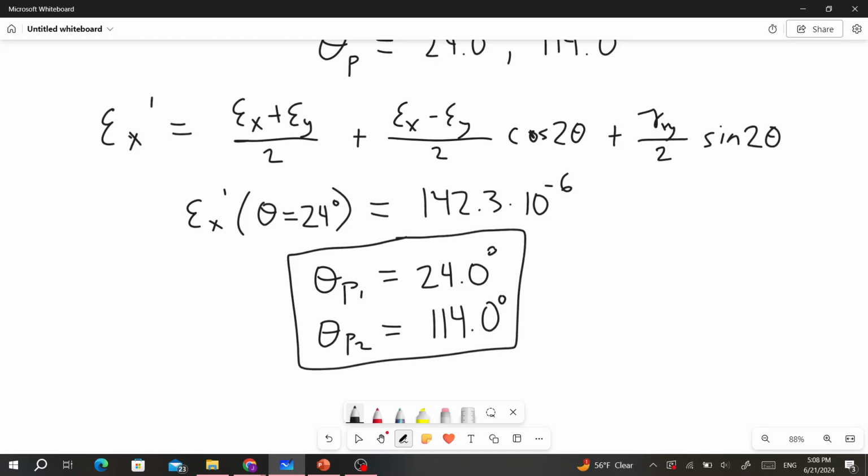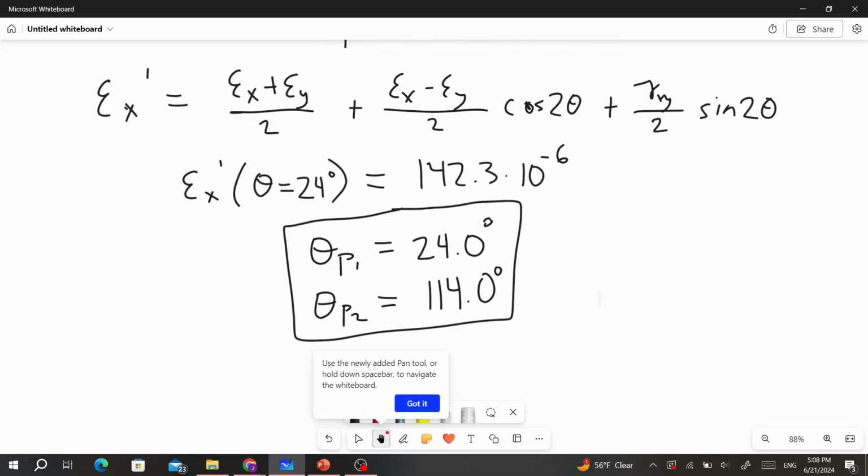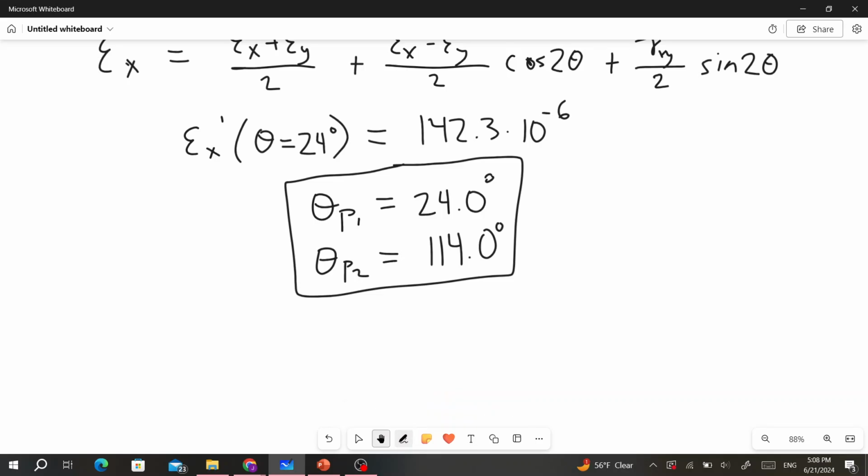So now we'll look into the second half of this problem, which is calculating the maximum in-plane shear stress, or sorry, shear strain, I should say, max in-plane shear strain. So we'll make some space for ourselves. We'll say max in-plane shear strain.